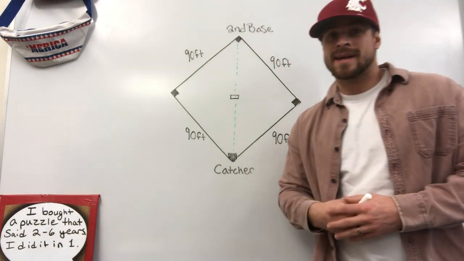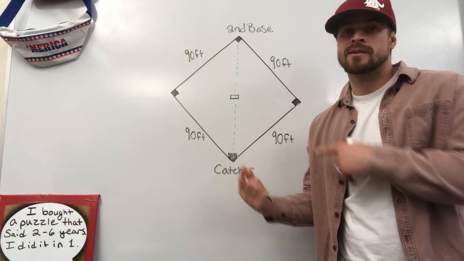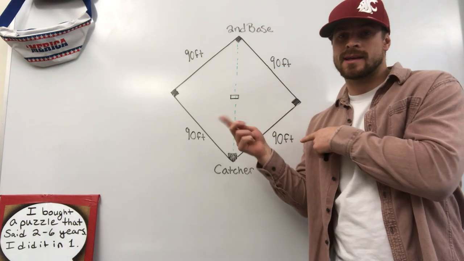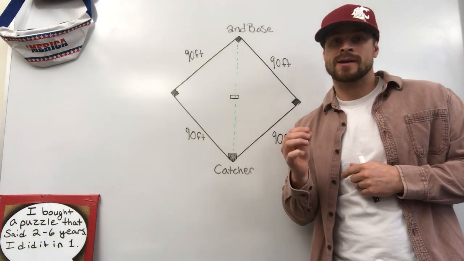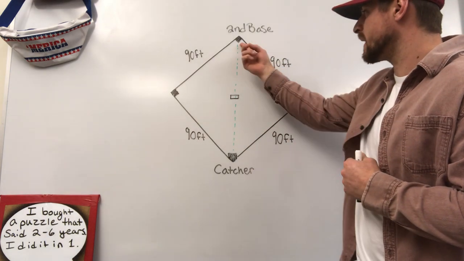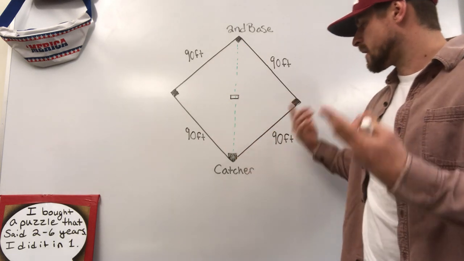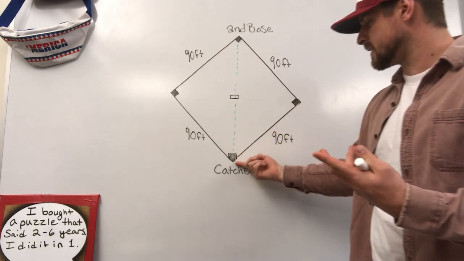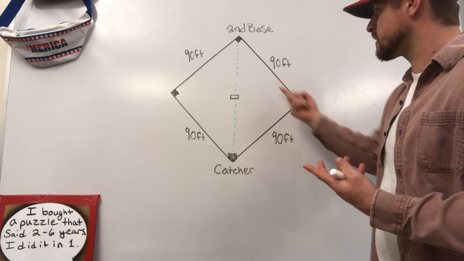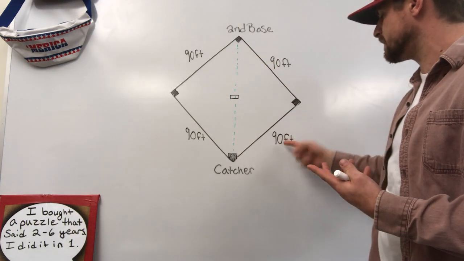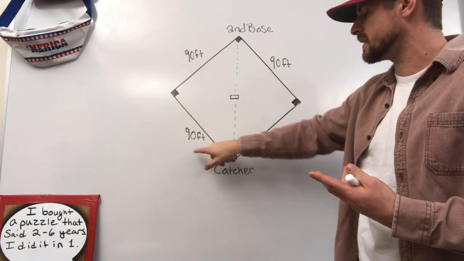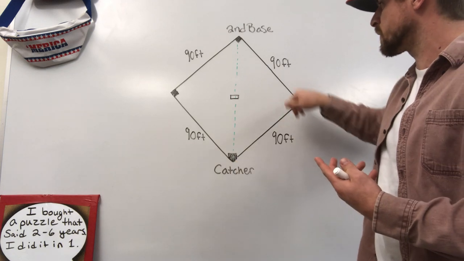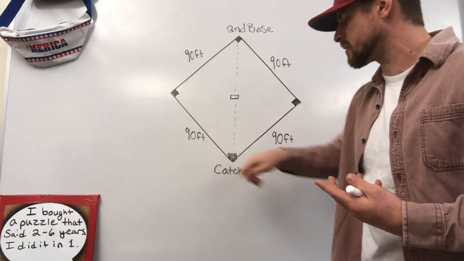Baseball is played on a diamond, which is basically just a square that's been rotated to look like this. Now, one thing that we know about squares is that we have 90 degree angles at each corner. All right, 90 degree angles, and the distance between each base on a baseball field is 90 feet, 90 feet, 90 feet, 90 feet. So from home to first to second to third, and third to home.